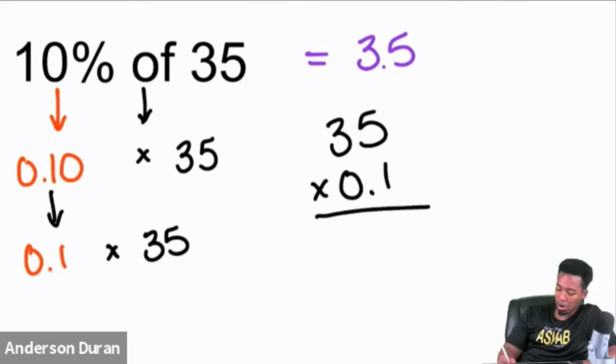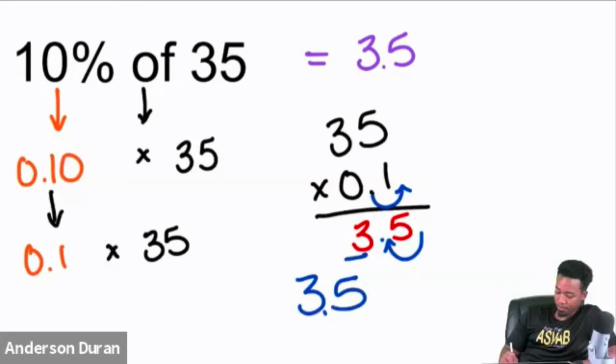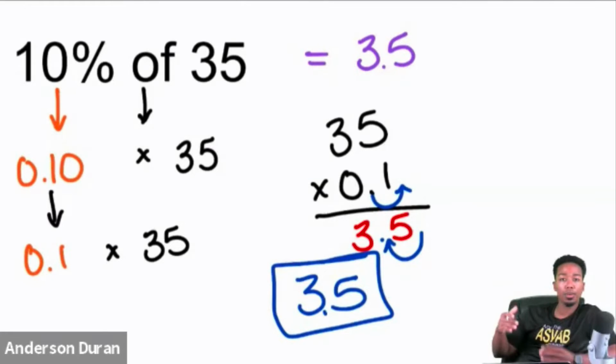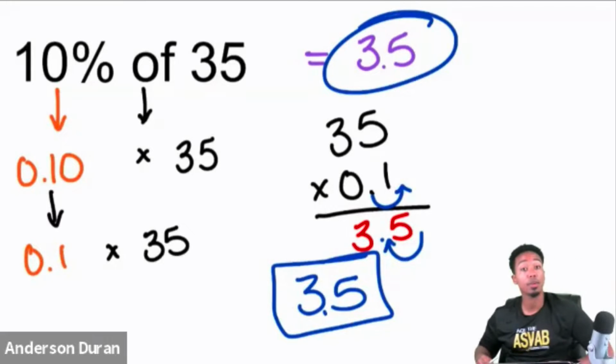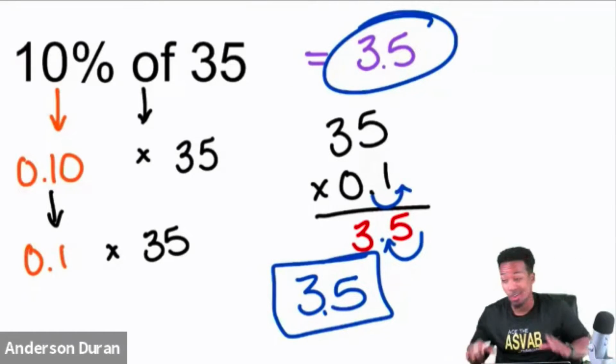35 times 1 is just going to be 35. And then we'll just take that decimal place and bring it back. Boom. And so we end up getting 3.5. So notice how we went through that method, the guaranteed method, but notice how we were able to use some mental math and kind of do it right away anyway.